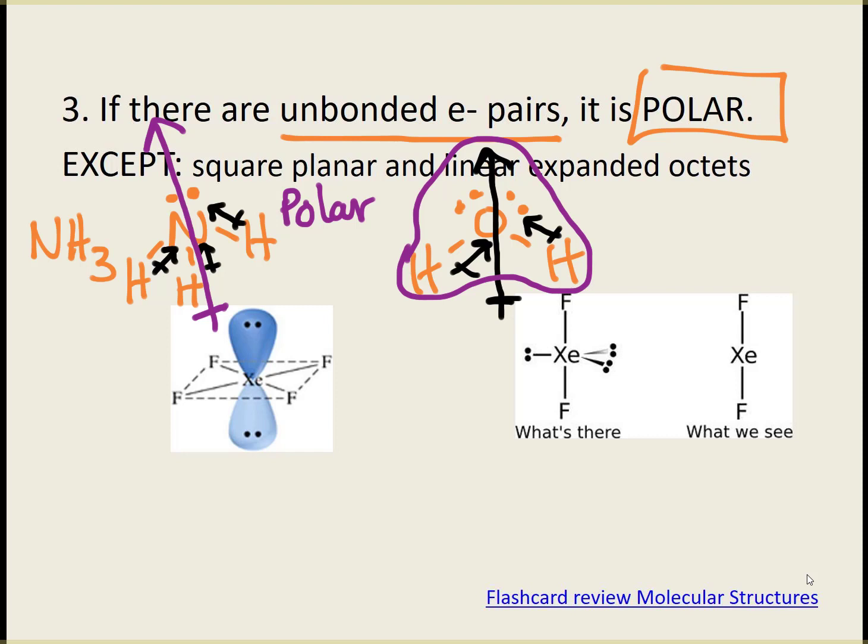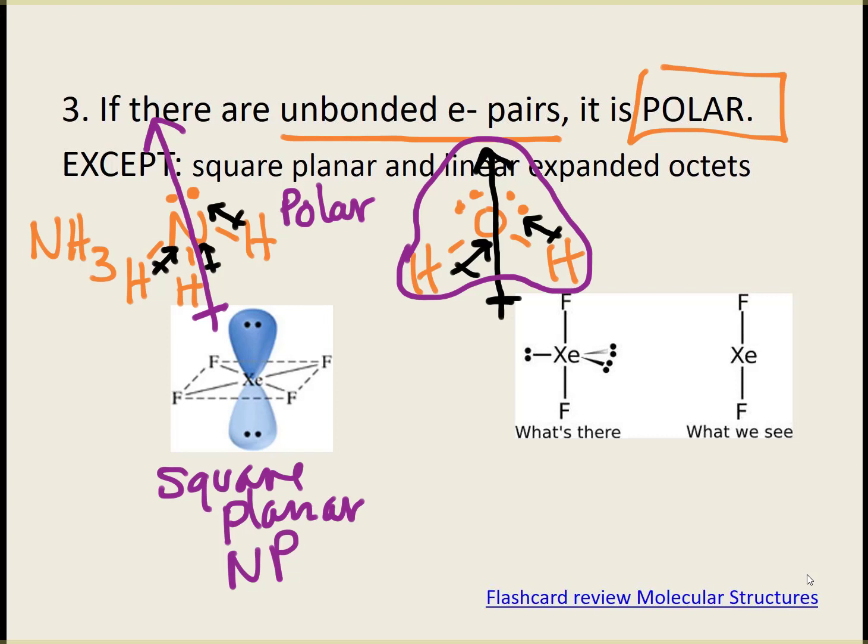Now, there are some exceptions to this. So if you have these 2 shapes, so this one is square planar, and this is an expanded octet. So I just have 4 bonds in a plane. As long as they're the same bond, it will be nonpolar. So this shape, if everything is the same, it can be nonpolar.